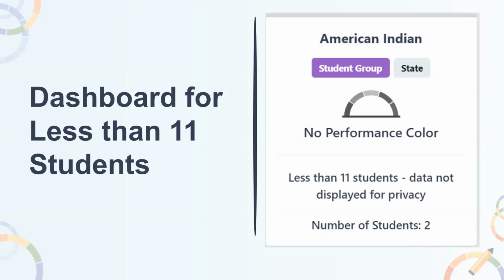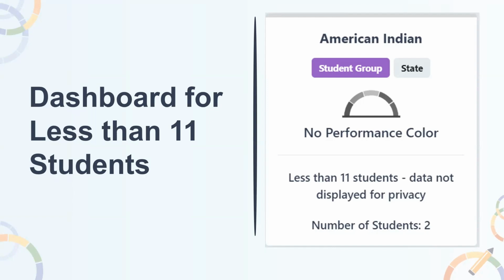The dashboard for less than 11 students is very limited in information. If the N size is less than 11 students in the denominator, then no data are reported on the dashboard to protect students' privacy. In this final sample card, the American Indian student group is selected and displays no performance level, a grayed out gauge, and no data on chronic absenteeism.